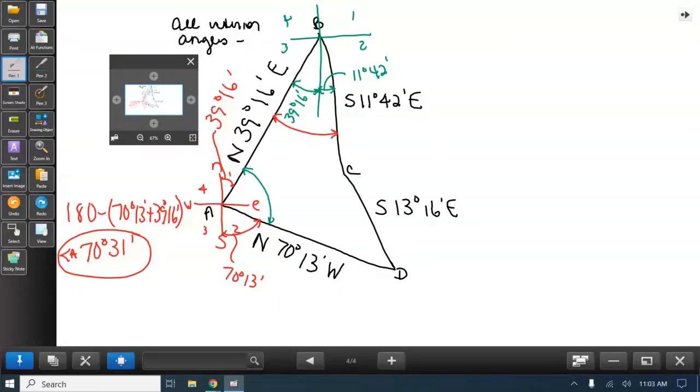What would you do? Miguel, what would you do to get the angle between those two lines? What if you add the 39 to the 11? That would give you your total angle. So you would add your... add 50.